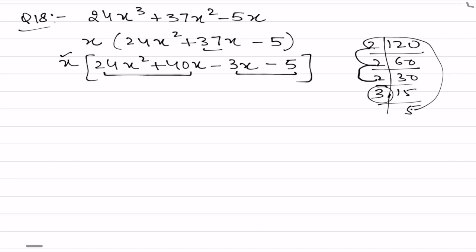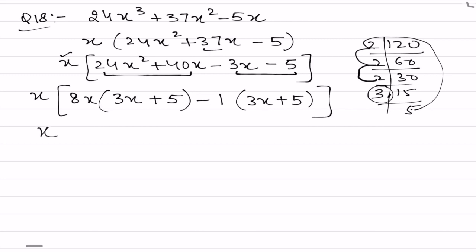Now the first two terms will make a group, and the last two terms another. So from the first two terms, what is common? 8x. 8x into 3x plus 5. And in the last two, nothing is common, so minus 1. So it becomes 3x plus 5. So the factor 3x plus 5 is common. So what is left? 8x minus 1. So these are the three factors: x into 3x plus 5 into 8x minus 1. So these are the factors of the given expression.